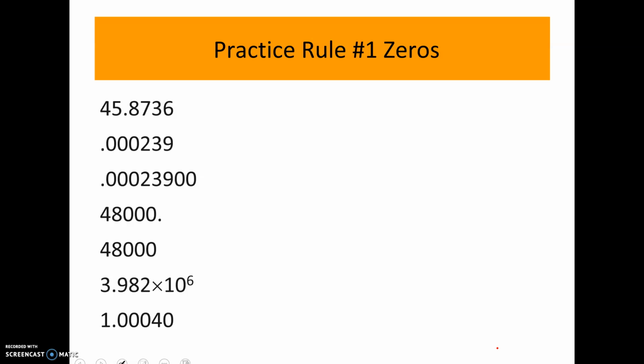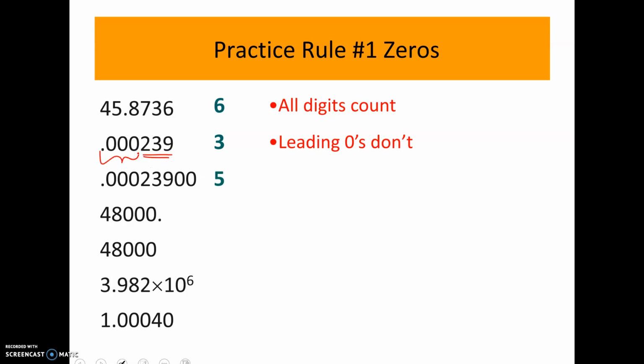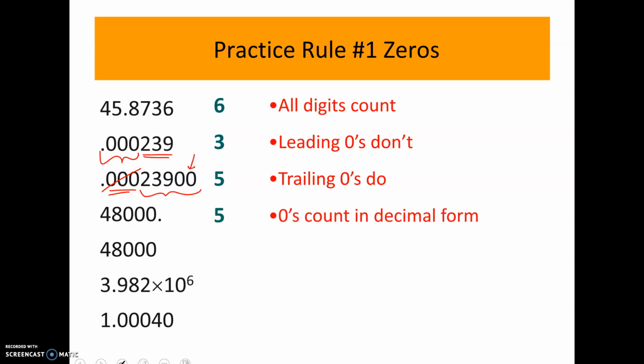So here are some. You can pause it if you want to. We did these in class. First one, all the digits are significant. Anything that's not a 0 is significant. The second one, 3. These are significant. These are not. 5. These are not significant. They're at the beginning of a number. All of these are, including zeros at the end. This one, 5. All are significant. This one, only 2, because without the decimal point, these are placeholders.